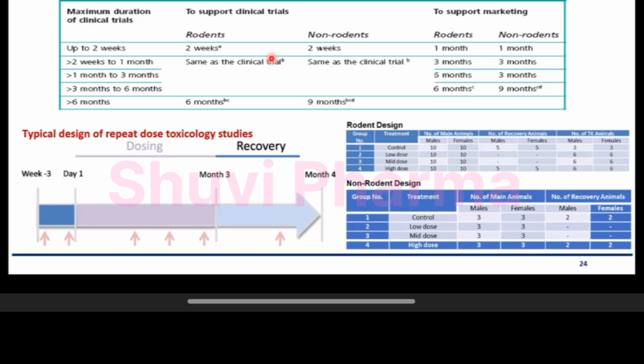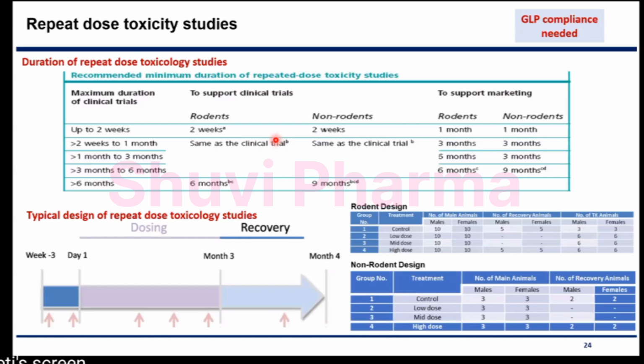I see a hand raised. There is a question probably. Go ahead, Shidhar.